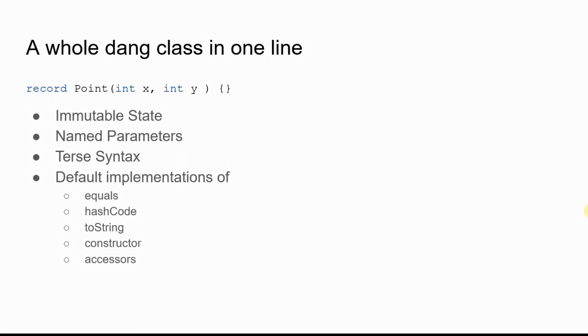Records are a whole class in as little as one line of code, which define a named tuple with immutable data. In this example, we define a record Point with fields x and y. Java implements for us equals, hashCode, toString, accessors, and a canonical constructor with the record fields as parameters.